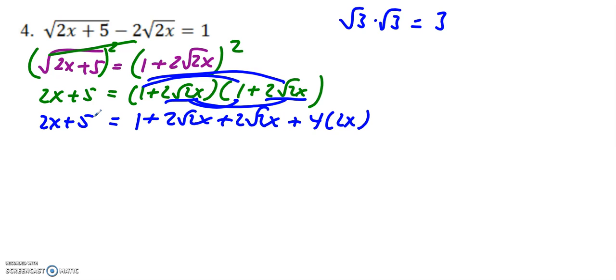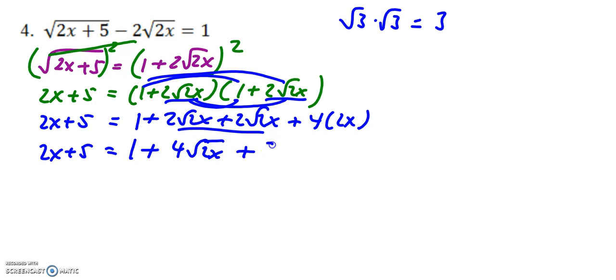Now, if I keep simplifying, I end up seeing a little bit of a problem. 2x plus 5 equals, if I combine like terms, 1 plus 2 root 2x plus another 2 root 2x is 4 root 2x, plus 8x.